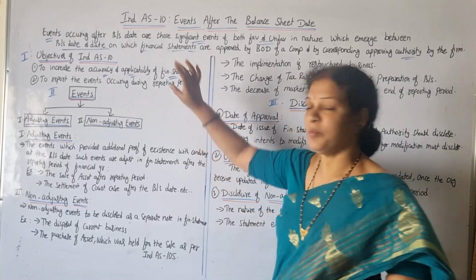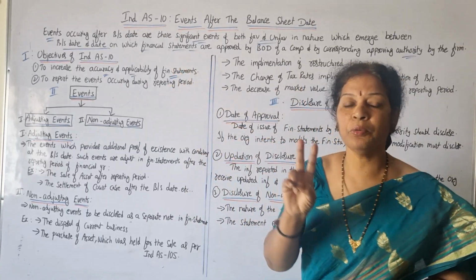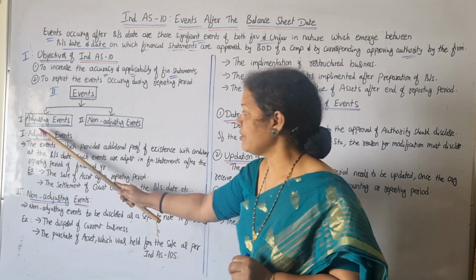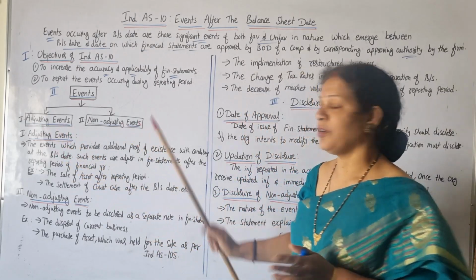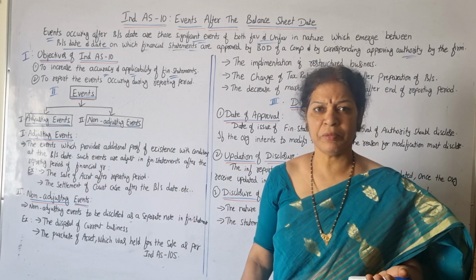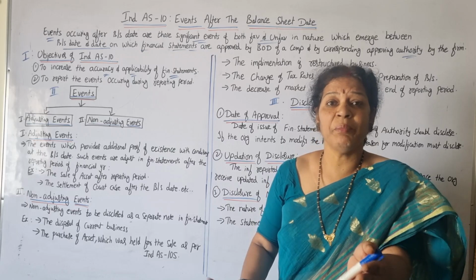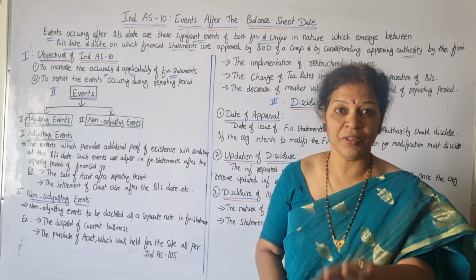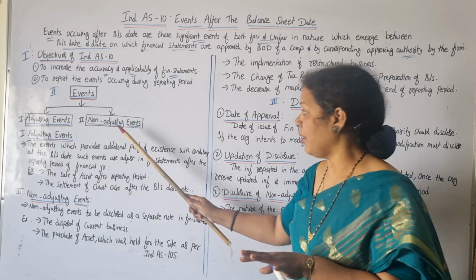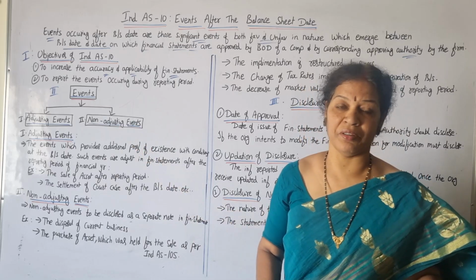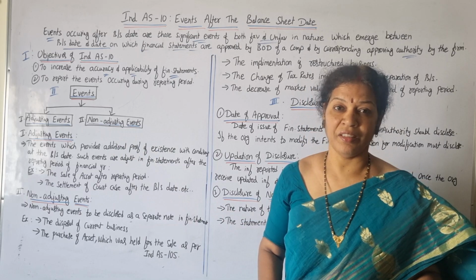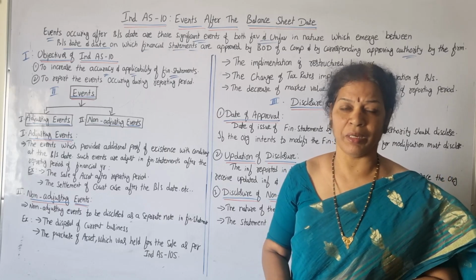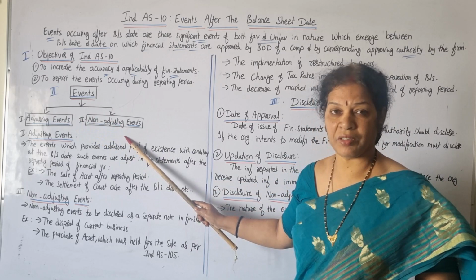Where are we? Objectives we learned. Now remember two things: there are two types of events. One is adjusting events and the other is non-adjusting events. Adjusting events means these events can be included during the preparation of financial statements or the balance sheet. Non-adjusting events cannot be included, there is no possibility. These events we can just mention and leave, but we cannot include them in the balance sheet. Adjustable events and non-adjustable events.